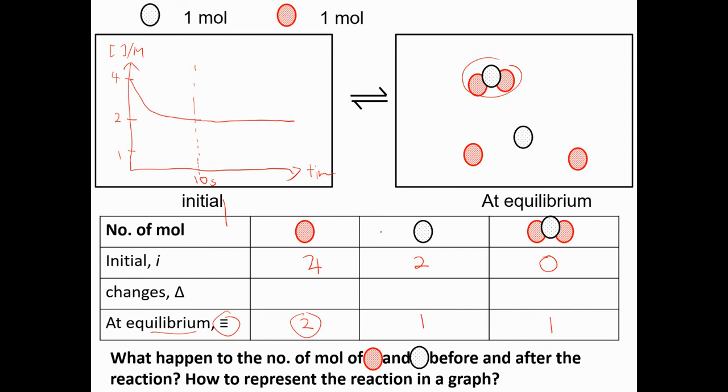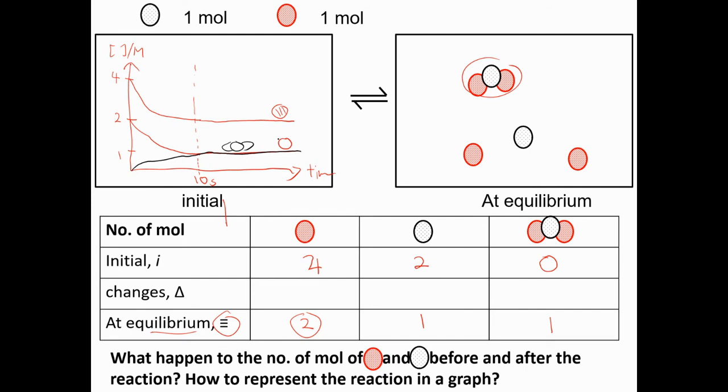This one is for the red one. Another one is for the white one. It will reduce to 1 at equilibrium. This is the white one. Then we look at the product. Initially, there is no product formed, and then at equilibrium it becomes 1. So we will have 2 lines together. This is the product.